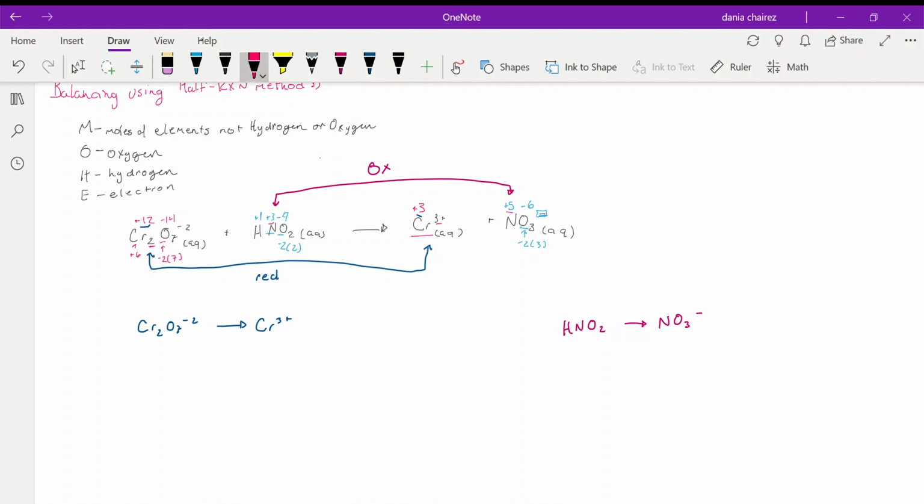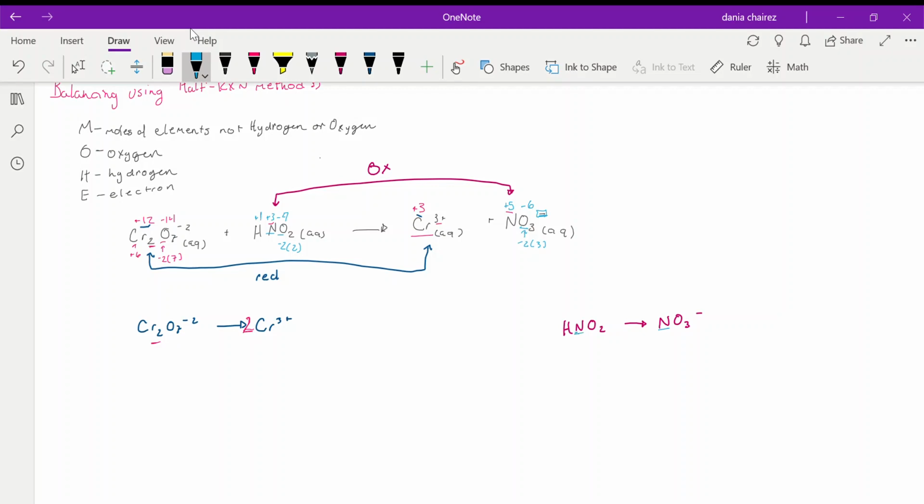Cool. So then the first part of this tells us, well, the first step in the half-reaction method tells us the moles of elements, not hydrogen or oxygen, need to be balanced, is essentially what this means. So we're balancing moles of elements that aren't hydrogen or oxygen. And in the case of our reduction, we have 2 chromiums on this side and just 1 on this side. So we put a 2 in front of it. And then in the case of our oxidation, we only have 1 element that isn't hydrogen or oxygen, and that's the nitrogen.